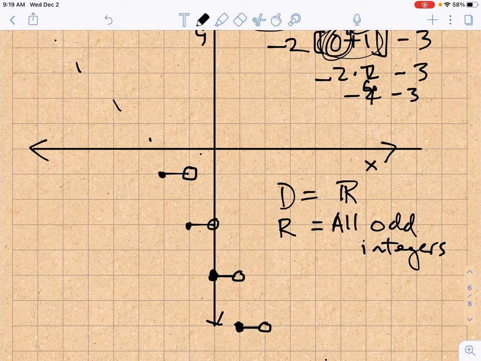So that's how these step functions work. Don't overthink them. They're not that confusing. If you can get your head wrapped around that integer function, then you're in good shape. All right, next, piecewise functions.